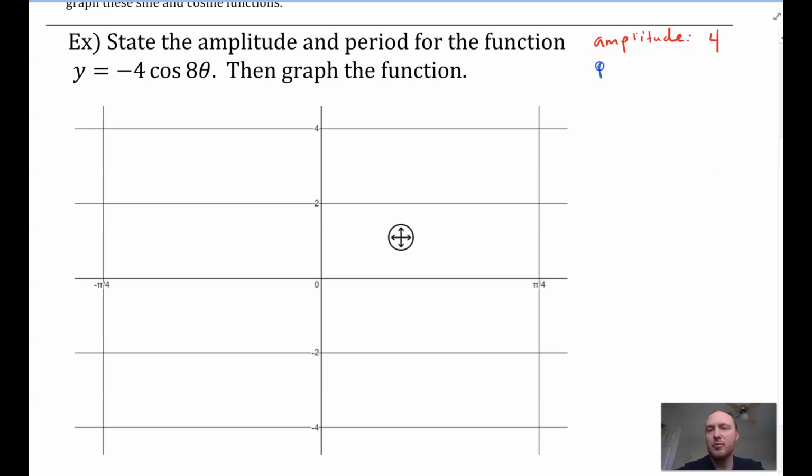Okay, and then our period is 2 pi over b, and in this case, b is 8. And if I reduce, it's pi fourths. Okay, so I'm going to have a cycle every pi over 4, which should be interesting. Okay, so, midline. What's our midline? It is y equals 0, right? It's my k value tacked on back here, which is 0. So here's the midline.